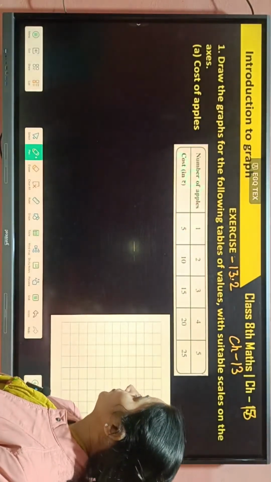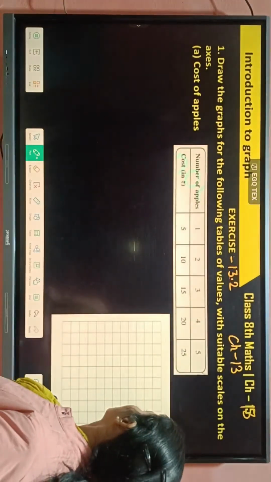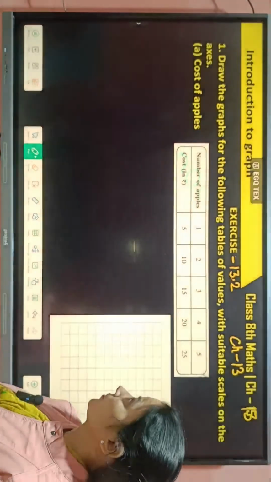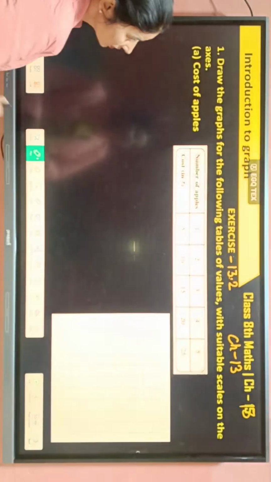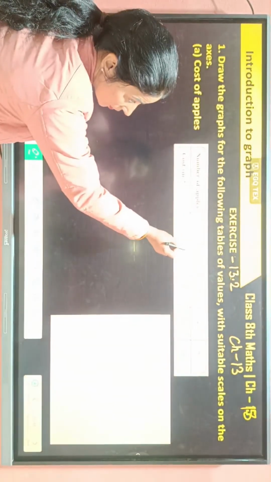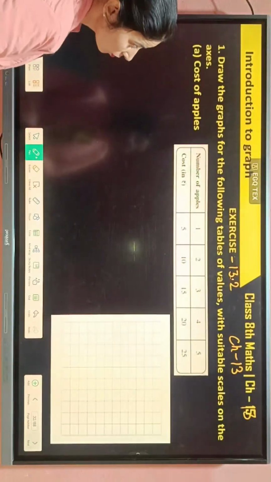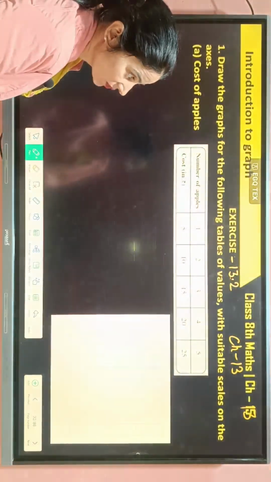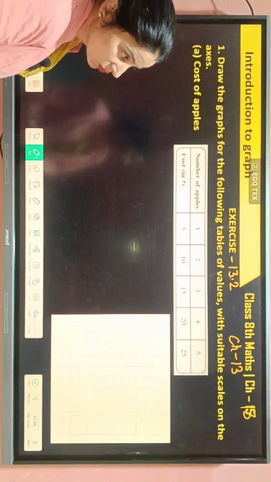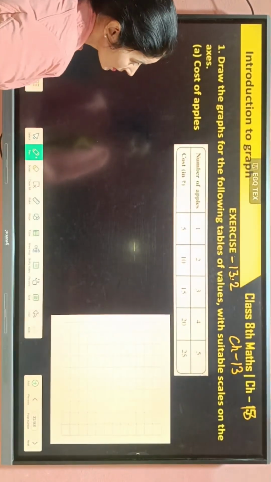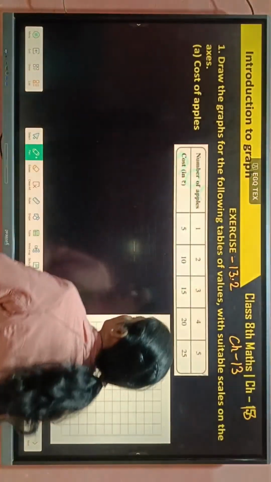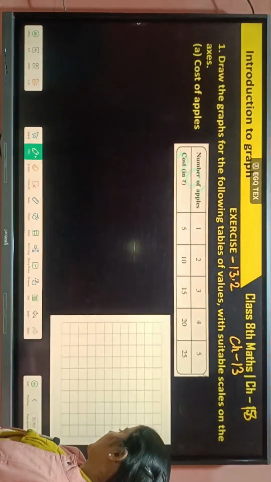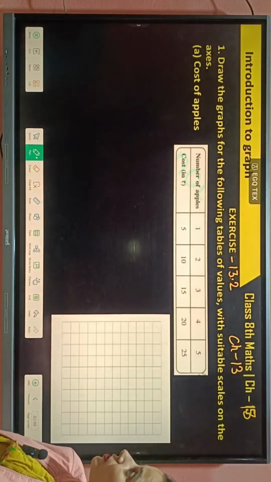Draw the graph for the following tables of values with suitable scale on the axis. We have to plot this information on the given graph. Let us see. Number of apples are 1, 2, 3, 4, 5 and cost of apple is 5, 10, 15, 20 and 25. These apples are in kg given, 1 kg, 2 kg, 3 kg. Let us see how we can plot this information on this graph.